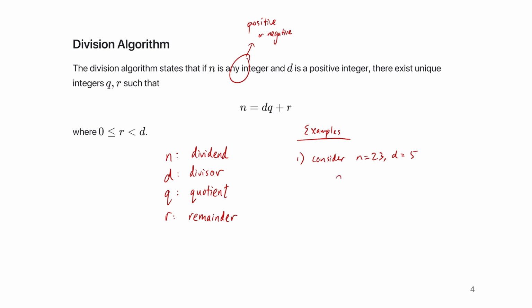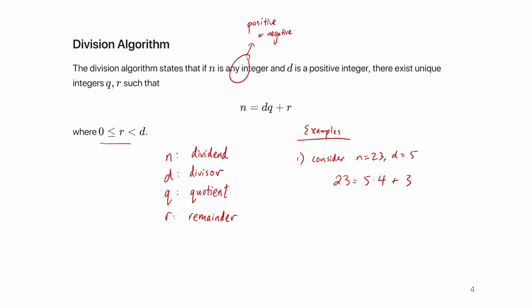Right, well, we can say n is equal to d times something plus something else. Is that clear? And we know this remainder at the end has to be strictly less than the divisor. So this remainder, and this is an idea you've probably seen before, has to be either 0, 1, 2, 3, or 4. Is that clear? And what's the quotient in this case? Well, that's 4 plus 3. Is that clear? So here we'd say 4 is the quotient, 3 is the remainder.